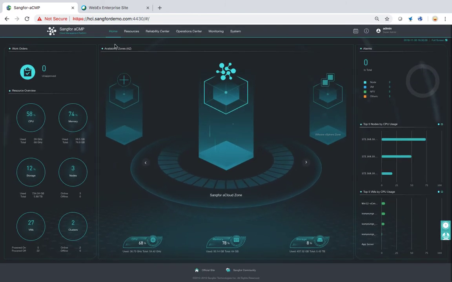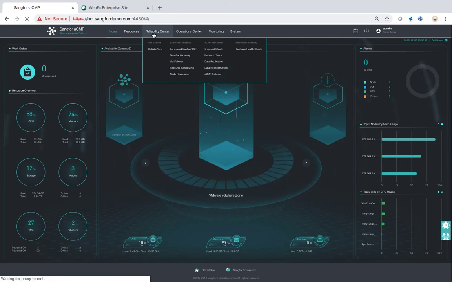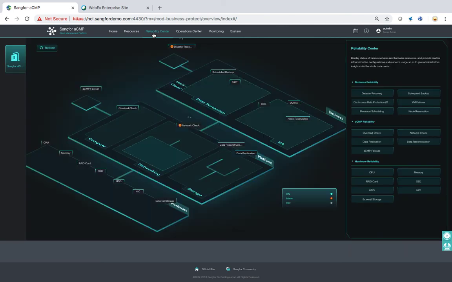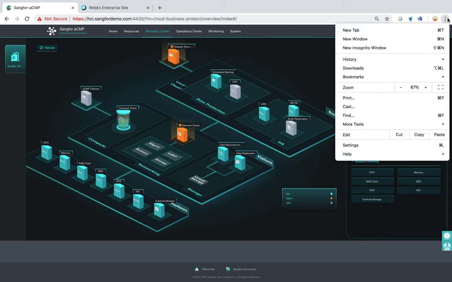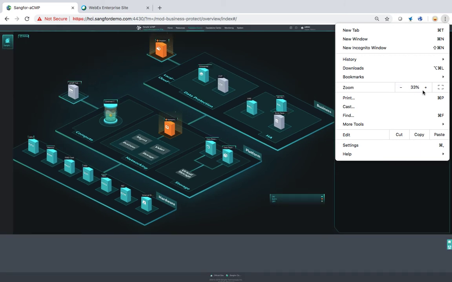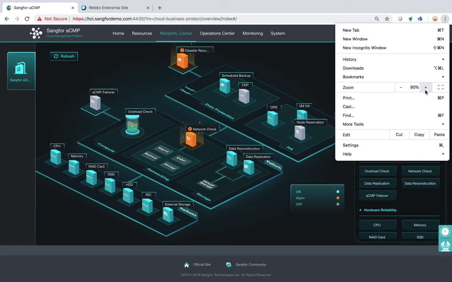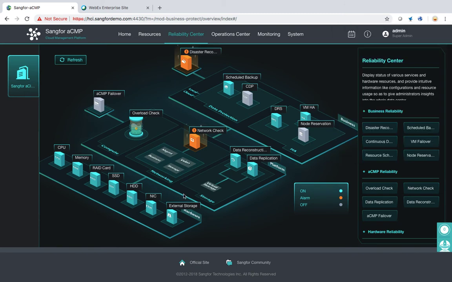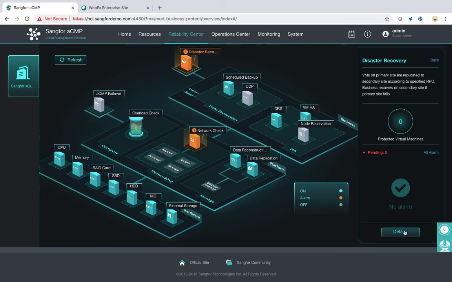So here's the home page. Let's go to Reliability Center. The Reliability Center has all the reliability related features on aCloud, and we are consolidating all those features into this one single pane of glass management so that you can easily find them. The Reliability Center provides a very holistic view of your reliability status on aCloud, ranging from hardware to platform to VMs. So let's go to disaster recovery and click details.